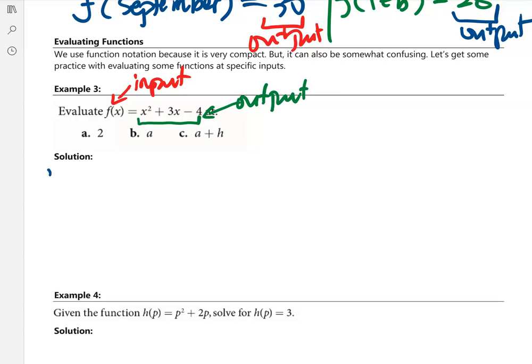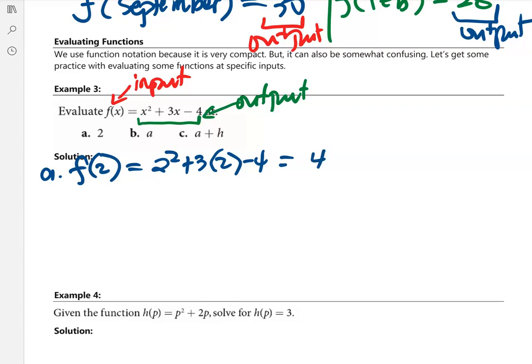So letter A, we want to solve f of 2. So we plug in 2 to the x. So 2 squared plus 3 times 2 minus 4. And that is 2 squared is 4. 3 times 2 is 6. Minus 4. That is equal to 6. So we could write it as f of 2 is equal to 6. 2 is the input and the output is 6.